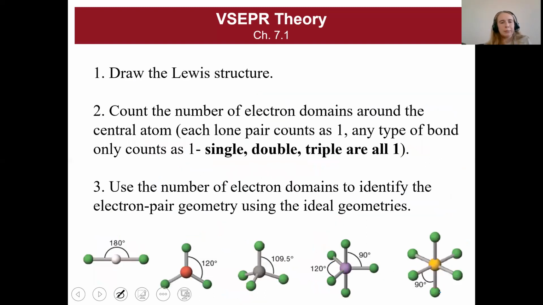All right, so the steps for determining the electron pair geometry. First, we're going to start with the Lewis structure. So that's why we went over chapter 6.